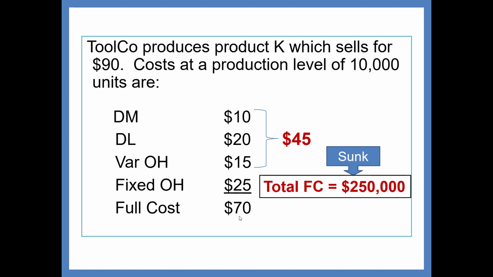Now, we have to remember that this fixed overhead is a sunk cost. It is going to total $250,000 whether we make 10,000 units or 11,000 units with the special order. The total will be $250,000.